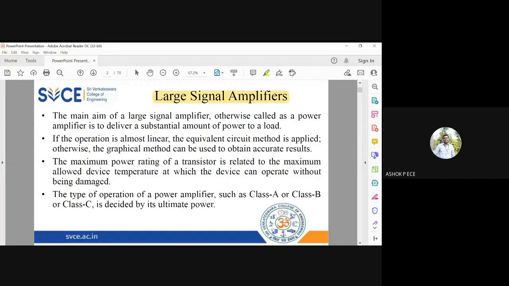So we are going to see the various types of power amplifiers which are available in practice, which are developed using the common emitter amplifier only. So we are going to take common emitter configuration as our reference, and we are going to design several power amplifiers, or they are also called large signal amplifiers. In our syllabus we have four types: class A, class B, class AB, and class C.